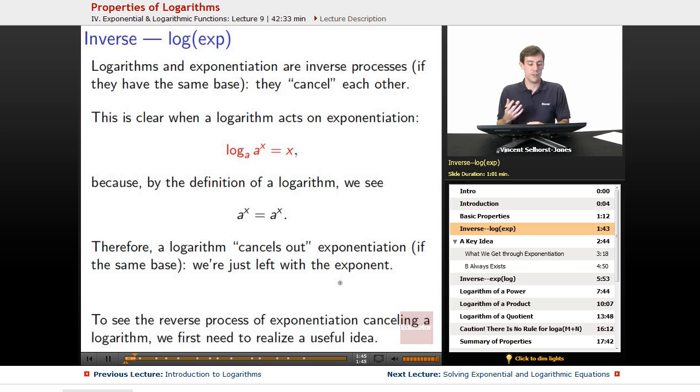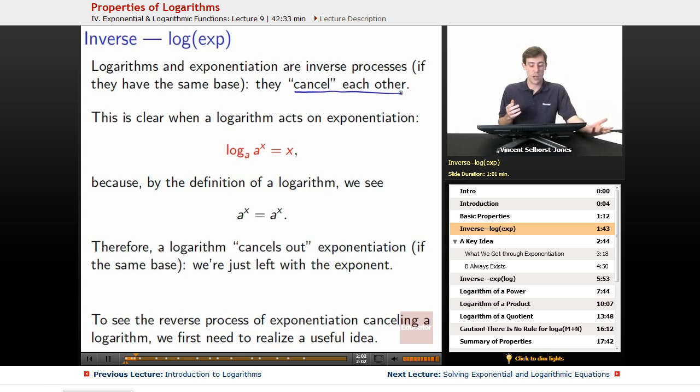Next, we can talk about inverses. Logarithms and exponentiation are inverse processes. If they have the same base, they cancel out. They cancel each other out. This is clear when a logarithm acts on exponentiation. If we have log base a of a to the x, then we're going to get x out of it.